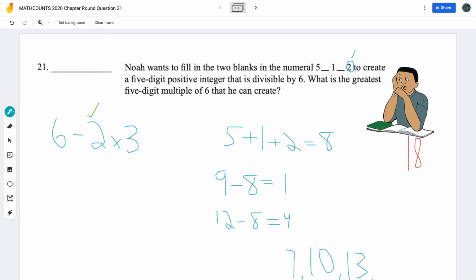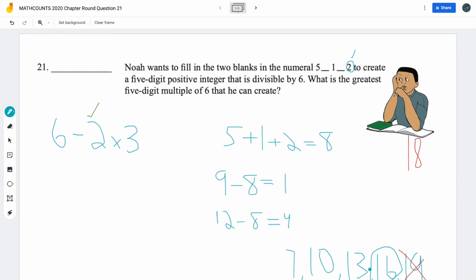Then 24 minus 8 would get 16. And 27 minus 8 would get 19. Wait a second. 19 is greater than 18. You cannot use 2 digits to get the sum 19. So this is where we know we have to definitely stop. So we cross that out. That means our greatest is 16.